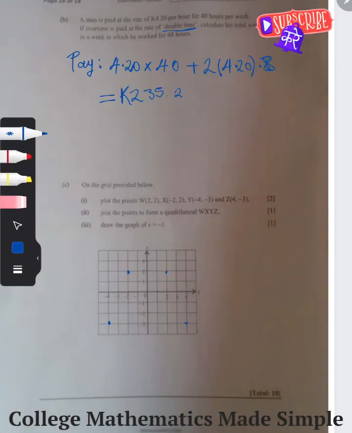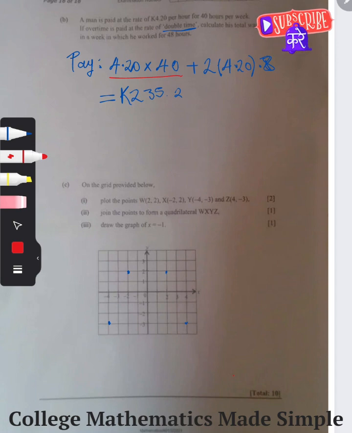Okay, in B, we are told that a man is paid at the rate of 4.20 per hour for 40 hours per week. So this person is paid at the rate of 4.20 kwacha, and is supposed to work for 40 hours every week. Each hour that this person works is paid 4.20. If overtime is paid at the rate of double time, calculate his total wage in a week in which he worked for 48 hours.